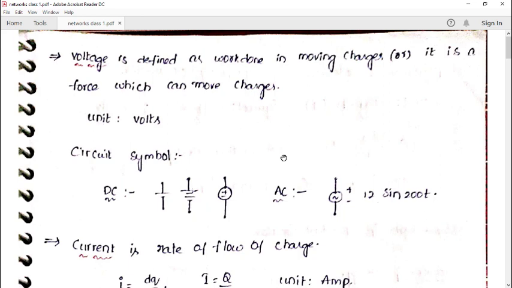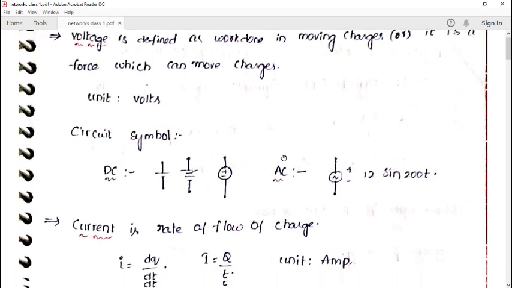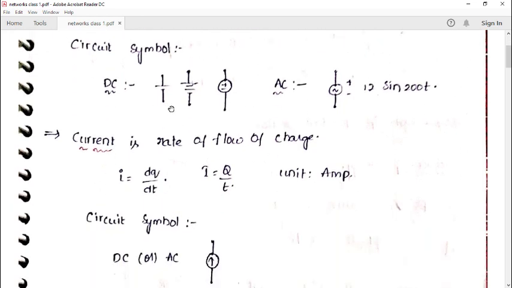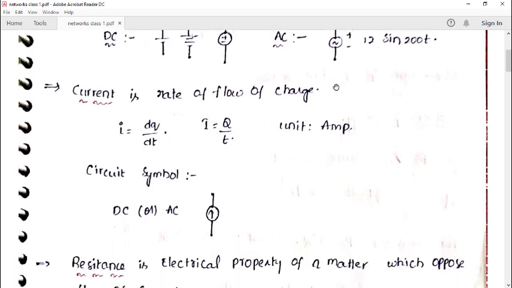The unit of voltage is volts, and the circuit symbol. I think you are familiar with these symbols. In DC analysis, voltage can be indicated with these symbols, and in AC analysis, the voltage is represented by this symbol. Next, we'll go to the current.